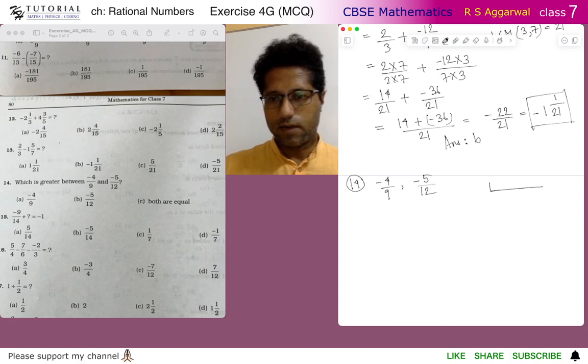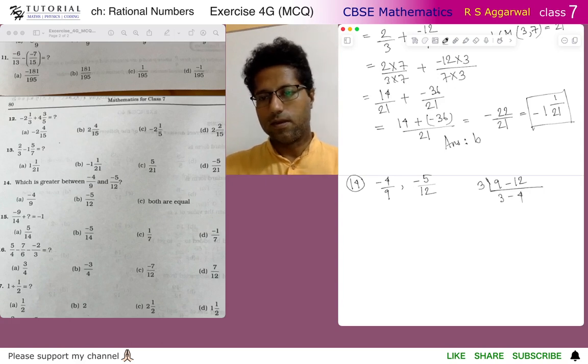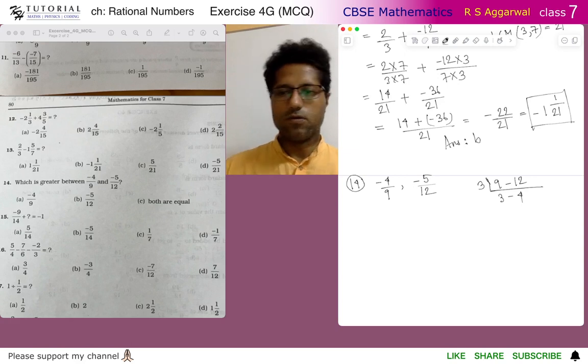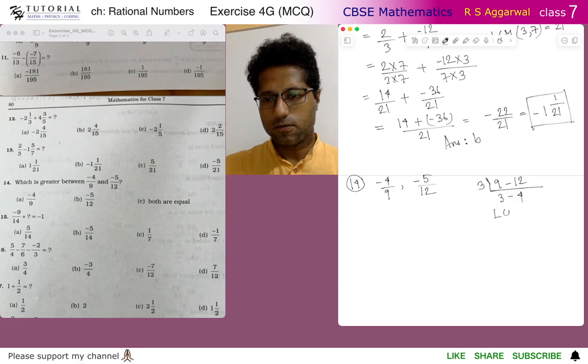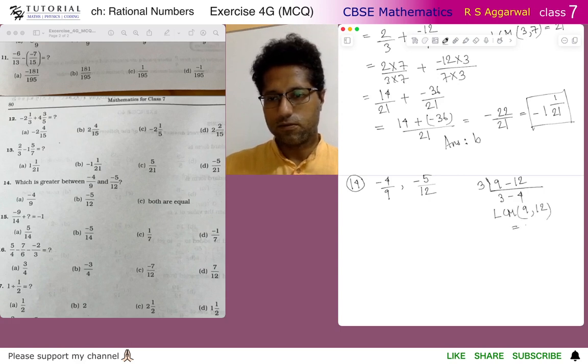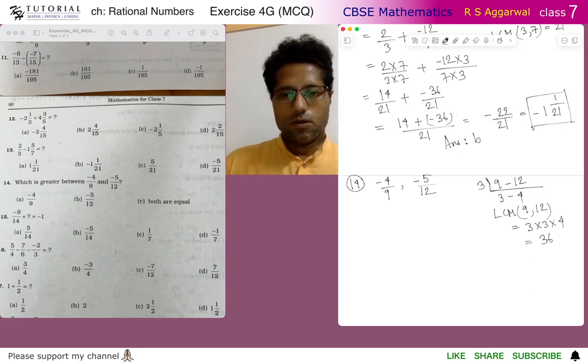of 9 and 12. So 9 and 12, we first divide by the least prime number that divides at least two of these numbers. So this is 3. So the LCM of 9 and 12 is 3 into 3 into 4, that is 36. Okay.